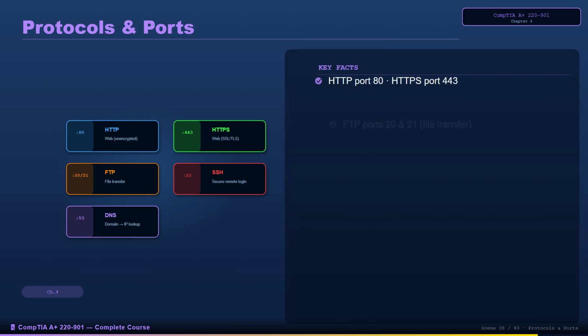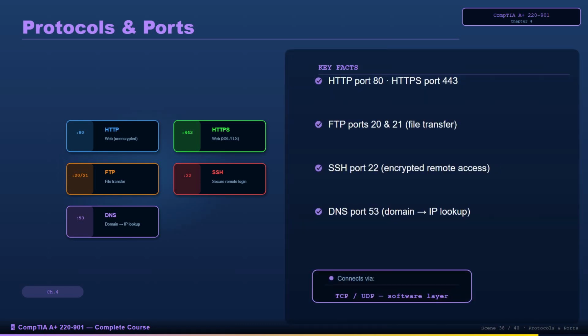Fundamental protocols and ports. Every network service operates on a specific port number. HTTP runs on port 80 and handles unencrypted web traffic. HTTPS runs on port 443 and encrypts web traffic using SSL and TLS. FTP uses ports 20 and 21 for transferring files between systems. SSH operates on port 22 and provides encrypted remote access to systems.